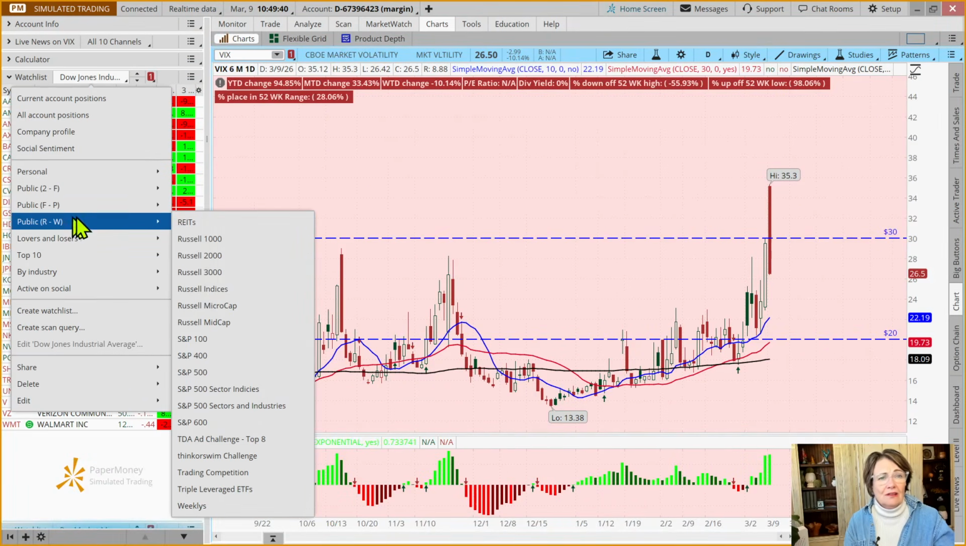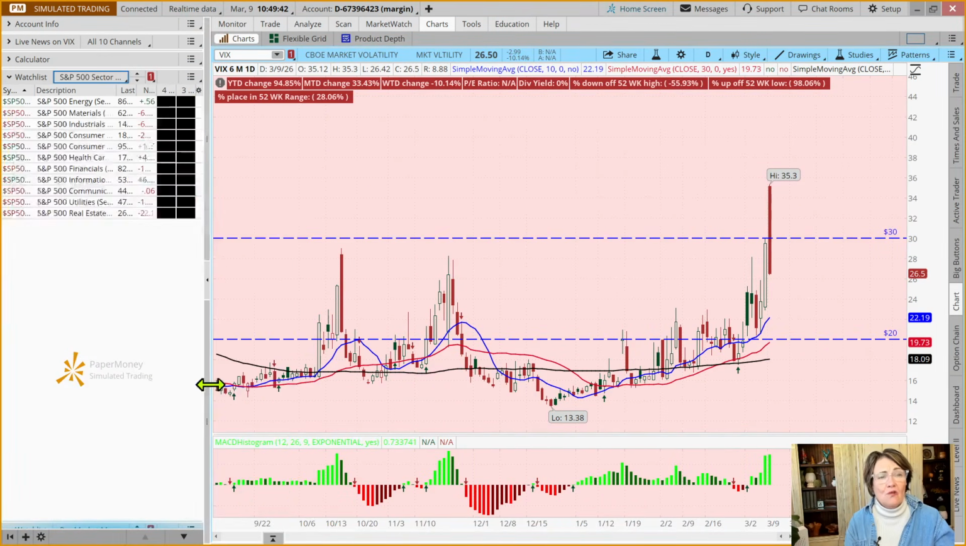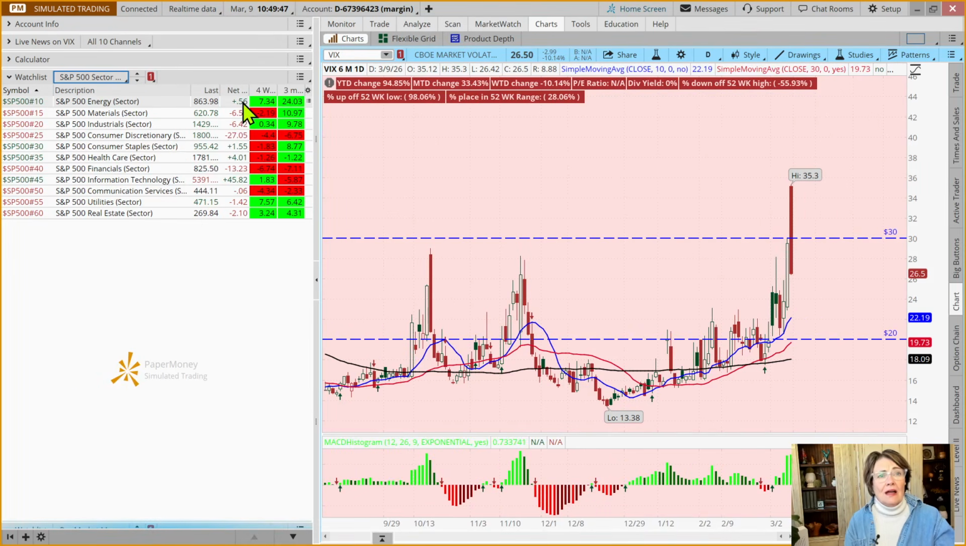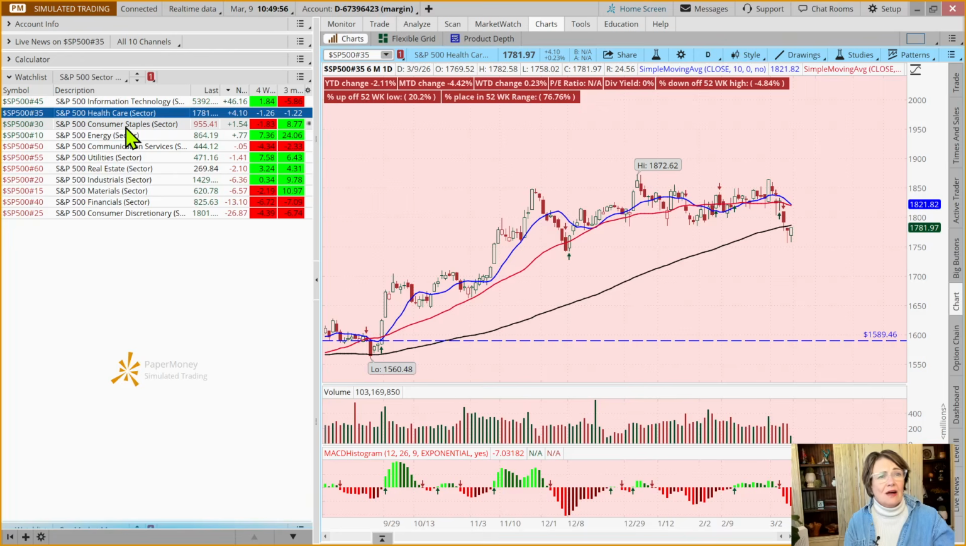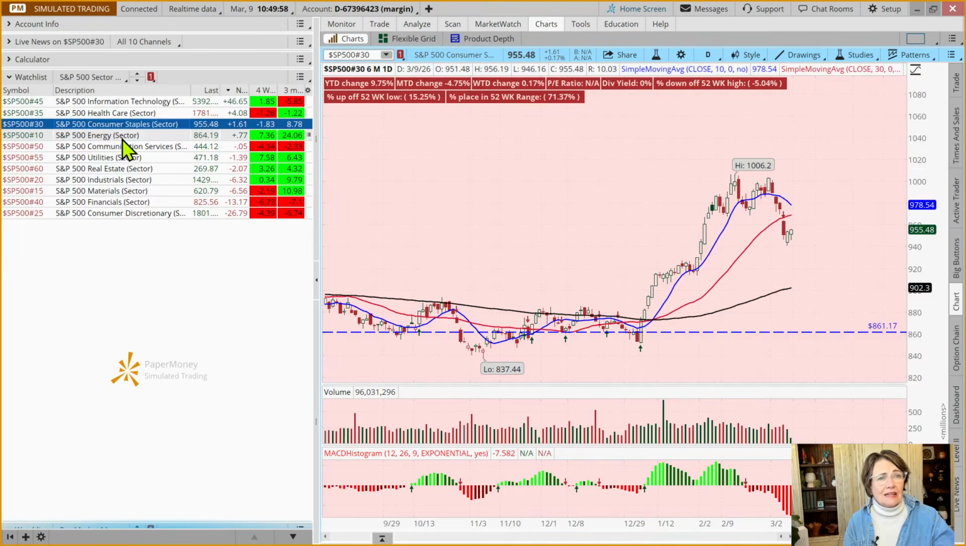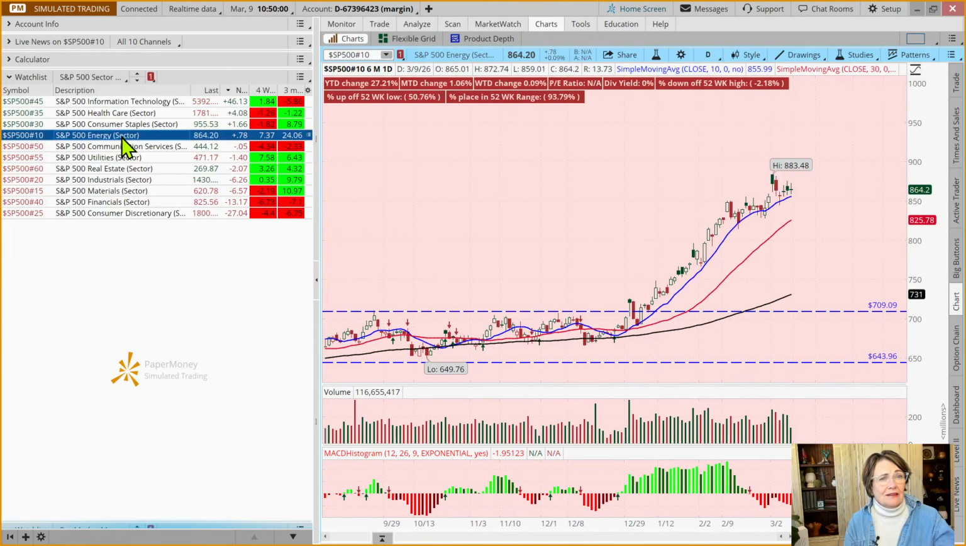When I came in, I looked at the public watch list. The only sector that was in the green first thing this morning was the energy sector. And now we have technology up on the day, healthcare up on the day, staples up, and energy. But of those that are up, which one looks the most bullish? Certainly the energy sector, right? Okay.